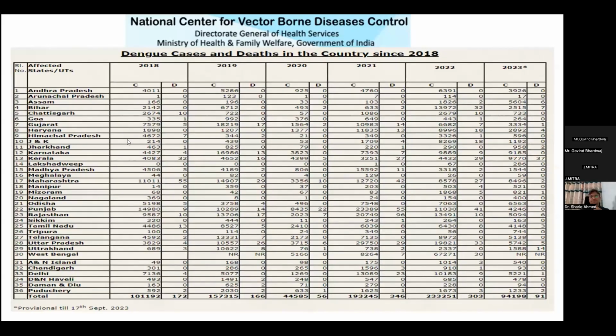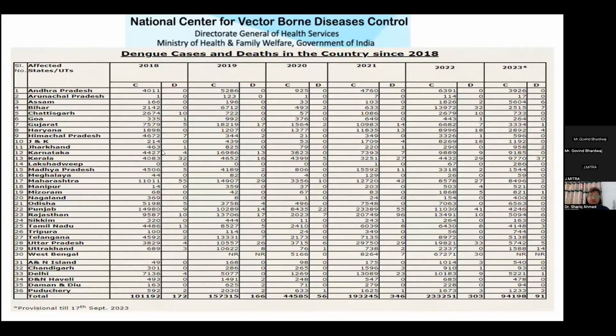This is a chart given by the Ministry of Health and Family Welfare showing the dengue cases. This is only, we can say, a tip, because in India most of the cases of dengue are subclinical and are not reported. These are only the reported cases. So we can see that the problem is very high.